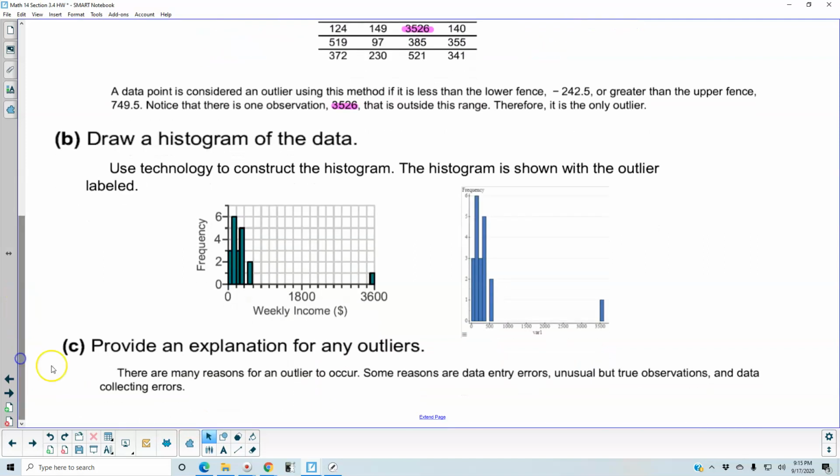Now, in part C, it's saying provide any explanation for any outliers. Well, there are many reasons for an outlier to occur. Some reasons are data entry errors, unusual but true observations, and also data collecting errors. So these are some things that can give you an explanation for any of the outliers.